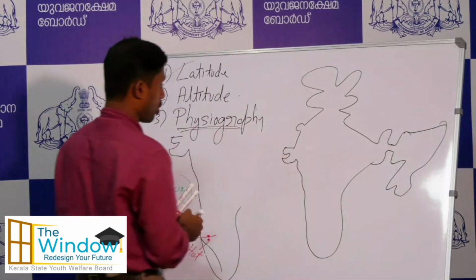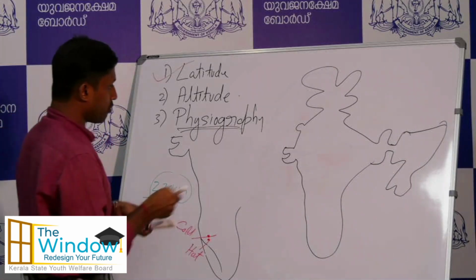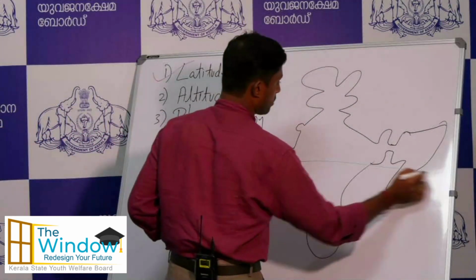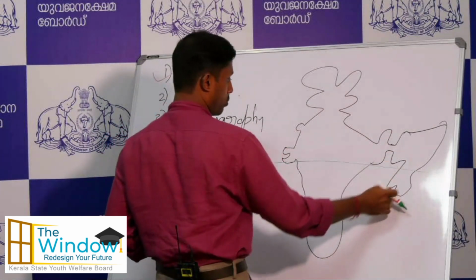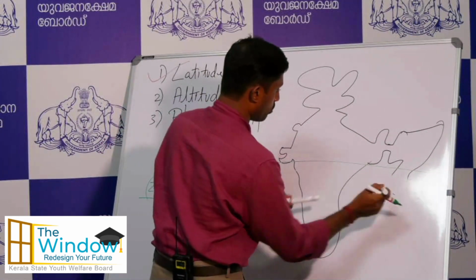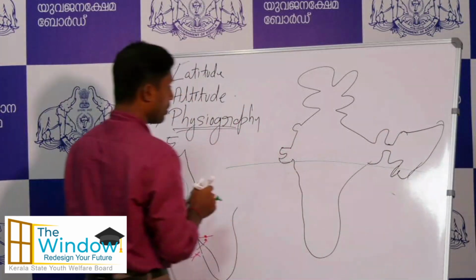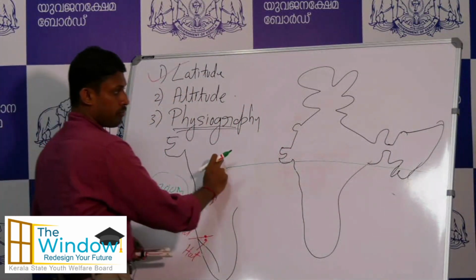So we can say it is a tropical land. If I want to show the Tropic of Cancer, can I say roughly the Tropic of Cancer passes through this area? It is not this much south, it is somewhere here, okay? So if you want to be more precise, it will be something like this, okay? Now, this is the Tropic of Cancer.